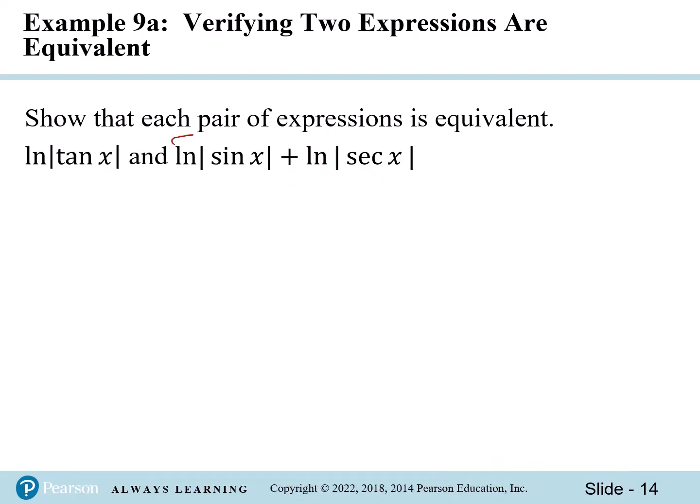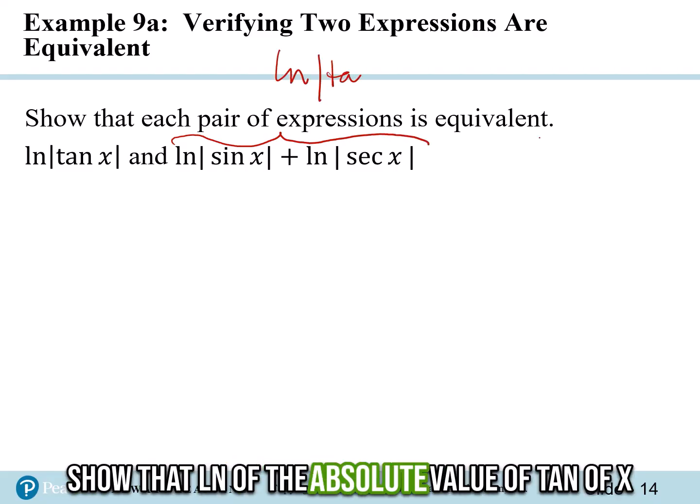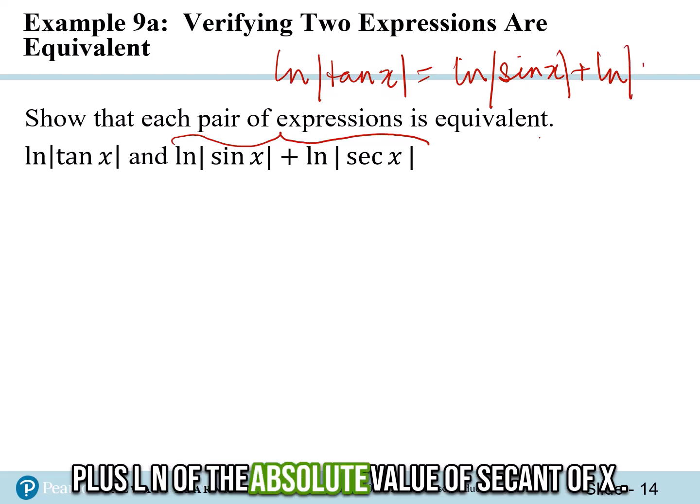So this entire expression is the second one, and we have to show that ln of the absolute value of tan of x is equal to ln of the absolute value of sine of x plus ln of the absolute value of secant of x.